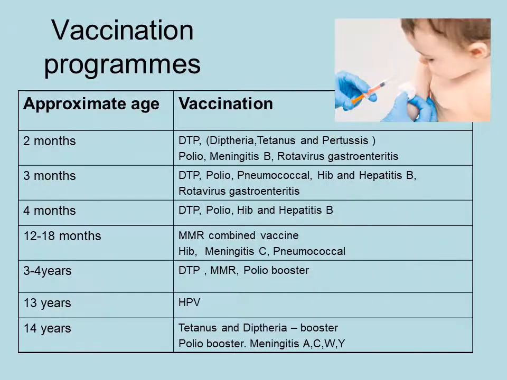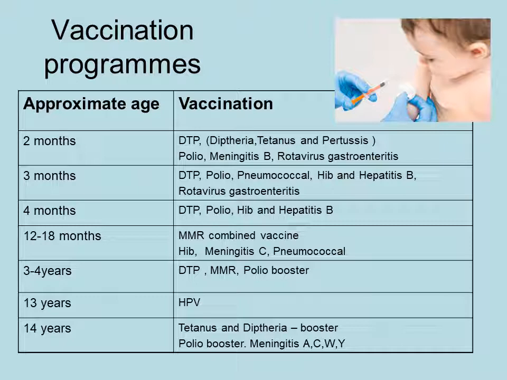I'm sure we can all remember having a range of different vaccinations at different times. And here's just an overview of the vaccinations that you will have had from when you were young, for most of you. We start off at 2 months, and the first vaccinations you get include the DTP, which is diphtheria, tetanus and pertussis, which, as you remember, is whooping cough, polio, meningitis B, and rotavirus, gastroenteritis, which is basically a vomiting and sickness one, which is very serious for babies because they can become dehydrated very quickly. At 3 months you get most of those again.